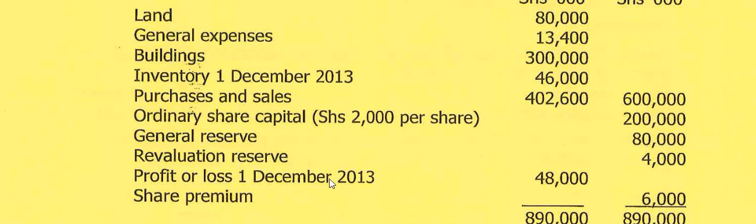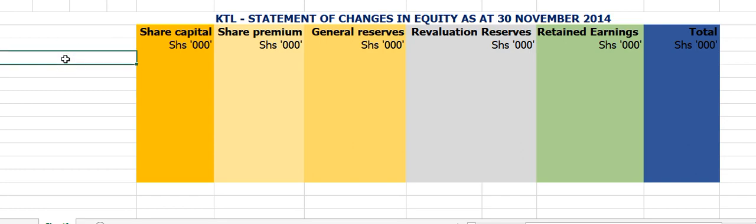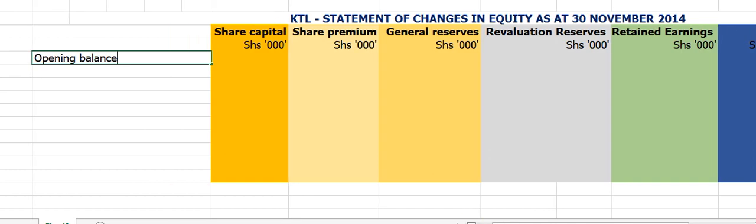Then we also have the profit or loss 1st December 2013, that is your retained earnings, and then the share premium. So the first thing I'll do in my statement of changes in equity, I'll enter these opening balances for our equity items, the share capital, and then the other reserves. So, opening balances. We have our opening balance, so it's what I'll enter first.